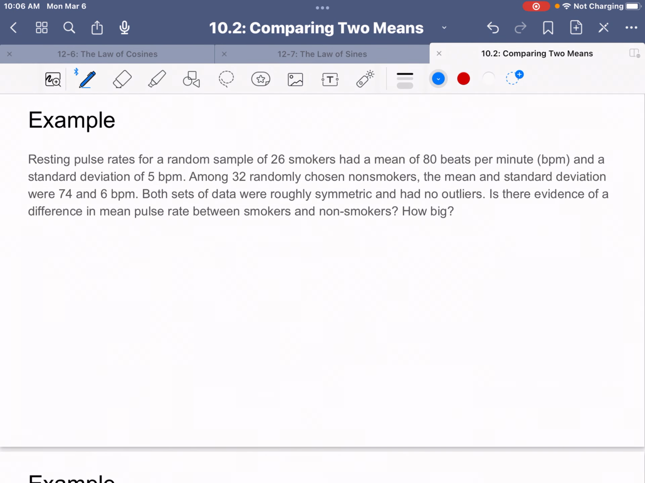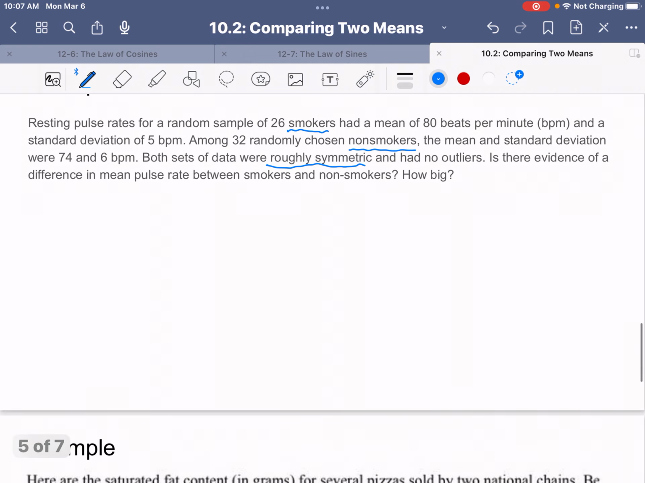Resting pulse rates for a random sample of 26 smokers had a mean of 80 beats per minute and a standard deviation of 5 beats per minute. Among 32 randomly chosen non-smokers, the mean and standard deviation were 74 and 6 beats per minute. Both sets of data were roughly symmetric, oh that's nice, they just told us, and had no outliers. Is there evidence of a difference in the mean pulse rate between smokers and non-smokers? And how big is that difference? All right, let's get started.